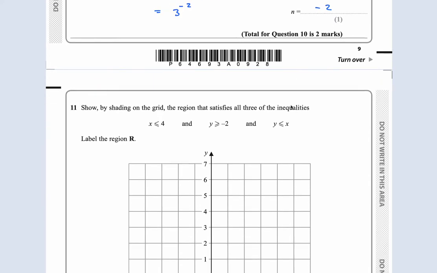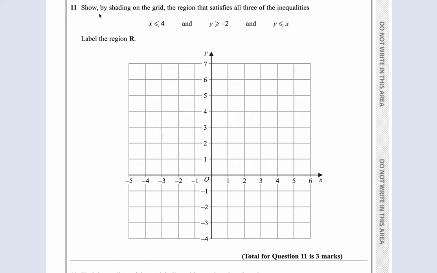Okay. So far, guys, so good. It's not a bad question, although these ones are often difficult, right? Show by shading on the grid the region that satisfies all three inequalities. Okay, so I'm going to draw three lines. I'm going to draw x equals 4. X equals 4 is here, on the x-axis. So the line x equals 4 is this. I'm going to draw the line y equals negative 2. It's here. And then I'm going to draw the line y equals x. Y equals x is, hang on, exactly through there.